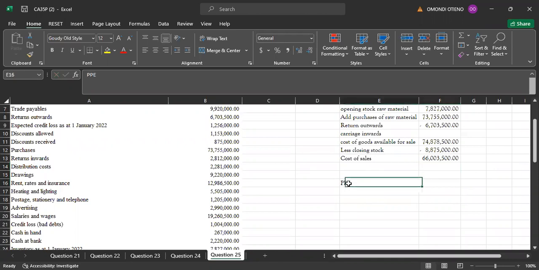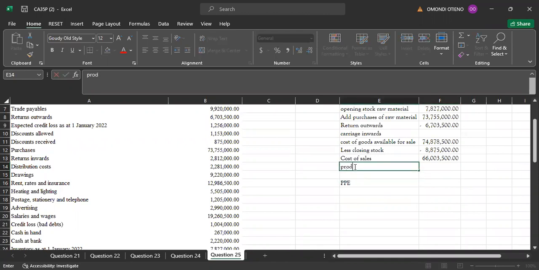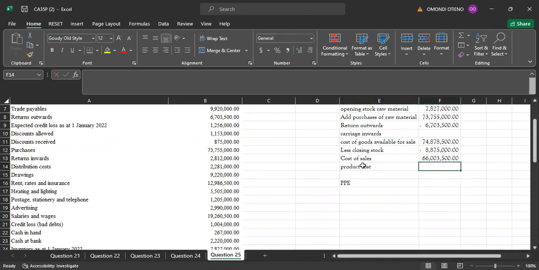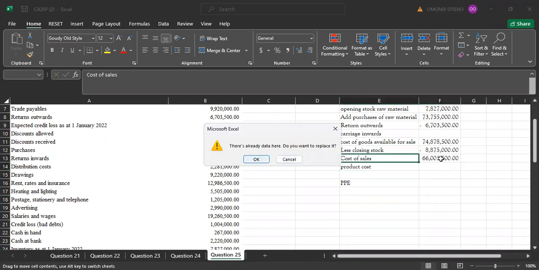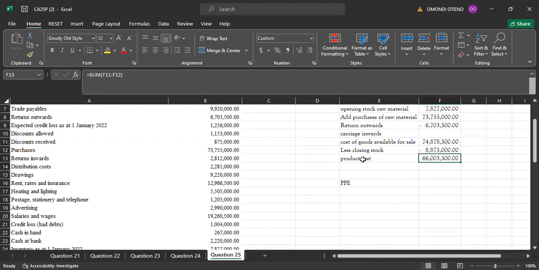At the end of it down here, we are going to have what we call product cost. So if you add everything, let's say you added everything and this is what you got. After adding everything, you are going to get this. So this is the product cost.